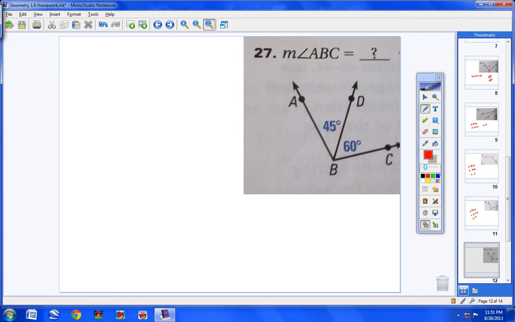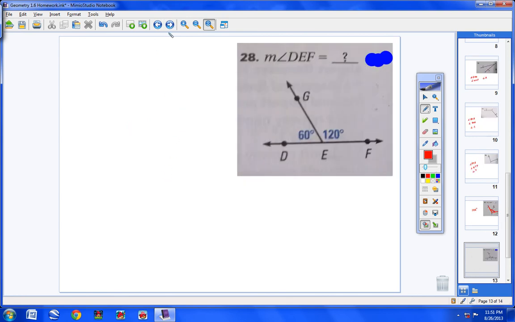Number 27, I'm going to highlight it for you here. They want us to find the measure of angle ABC. So here's A, down to B, and over to C. Now, this angle here is 45. We see that. This angle here is 60. We see that. So if I wanted to find this whole angle all the way across, wouldn't I just add those two together? The answer is yes. And the answer is 105 degrees. That's simple. Okay, moving on to number 28.